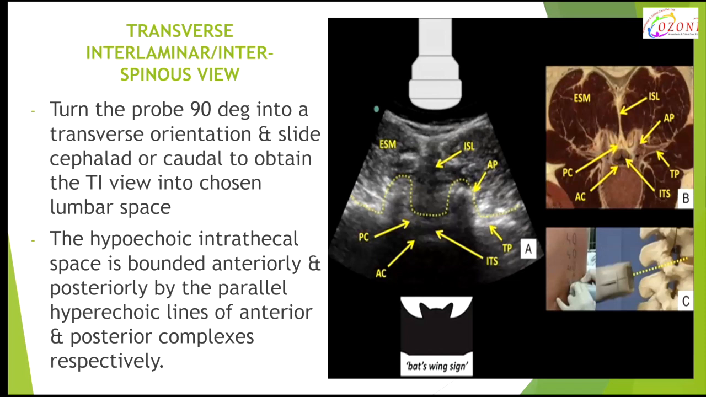Second transverse view is a transverse interlaminar or interspinous view. Here we turn the probe 90 degrees into a transverse orientation and slide cephalad or caudal to obtain the transverse interlaminar view into the chosen lumbar space. So here the probe is placed over the interlaminar space. The hypoechoic intrathecal space is bounded anteriorly and posteriorly by the parallel hyperechoic lines of the anterior and posterior complexes. In this view, it looks like a bat's wing. So in the transverse interlaminar or interspinous view, we'll see the bat's wing sign.